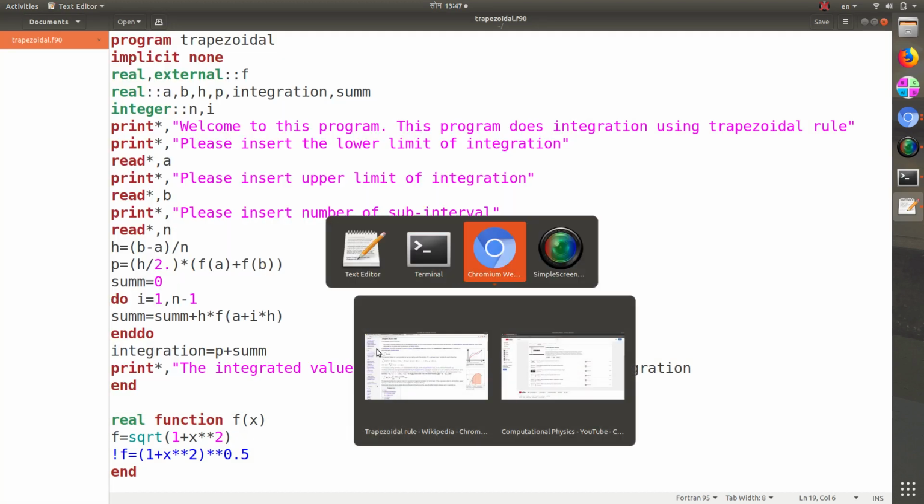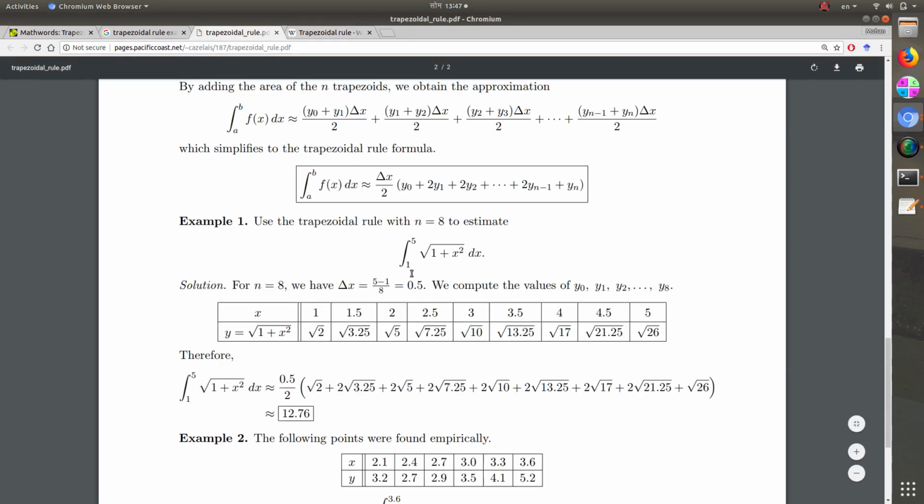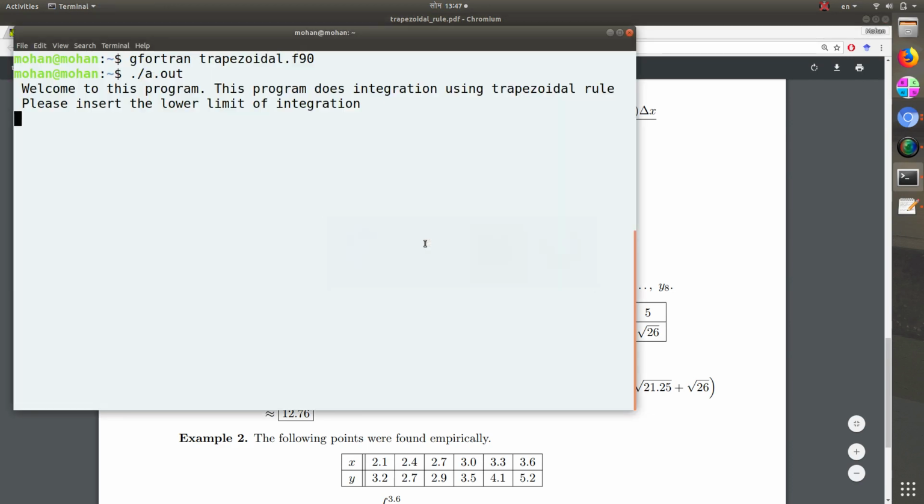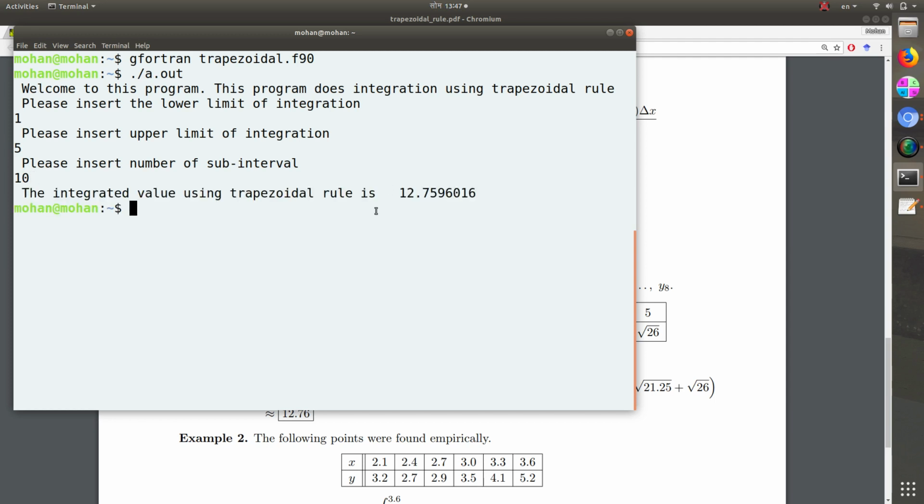Sorry, this is our example. Lower limit is 1, upper limit is 5. Okay, so insert 1 as the lower limit, 5 as our upper. Number of sub intervals: first of all, let me divide it into 10 sub intervals, and then the answer would be 12.75. So with 10 sub intervals I found the answer as this.